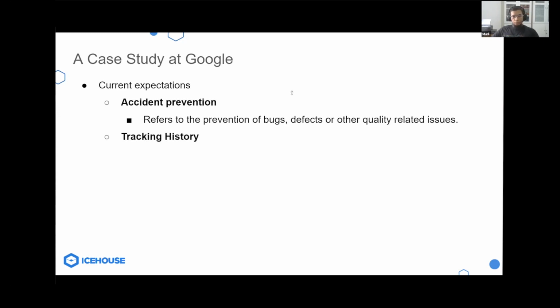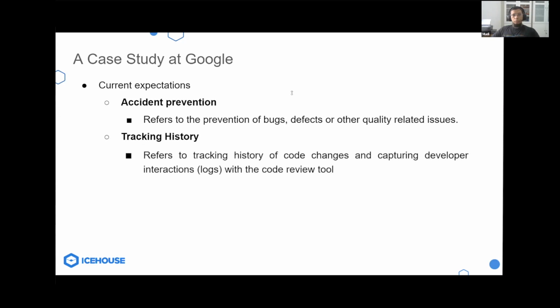And then tracking history. This is important as well. It refers to tracking the history of code changes and capturing developer interactions with the code review tool. And it turns out that developers at Google also use the code review history to understand how bugs were introduced to make sure it doesn't happen again.